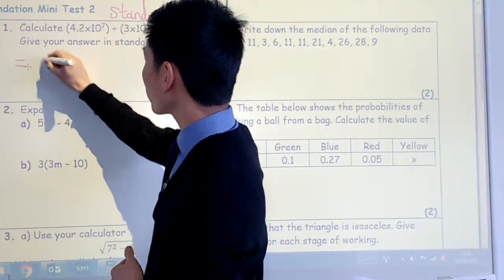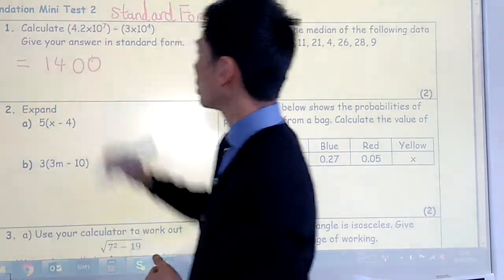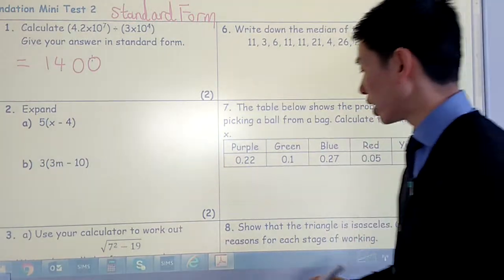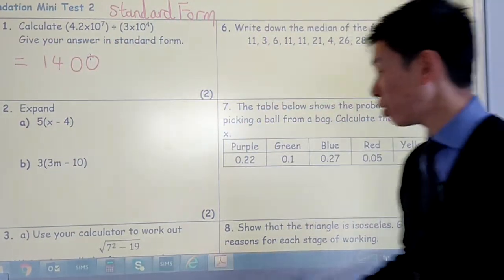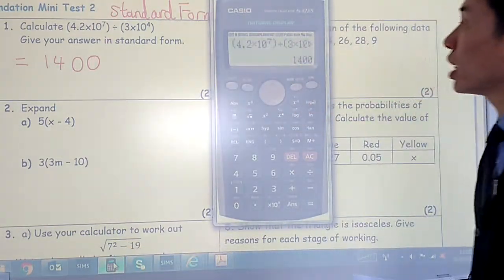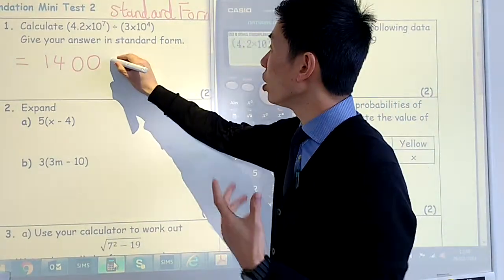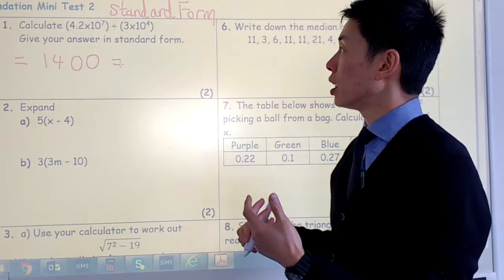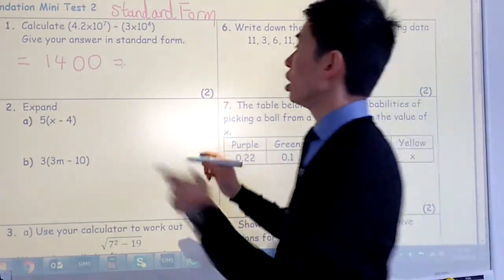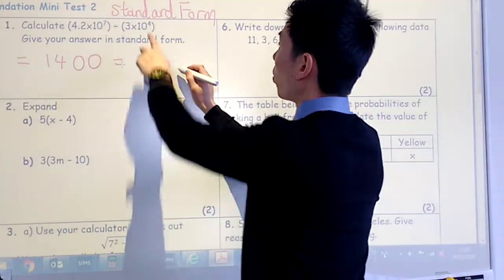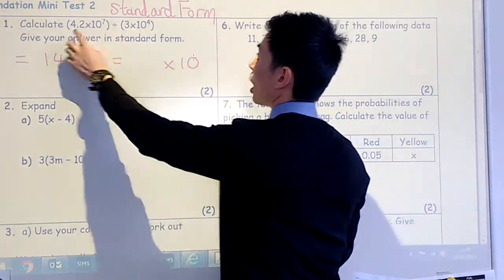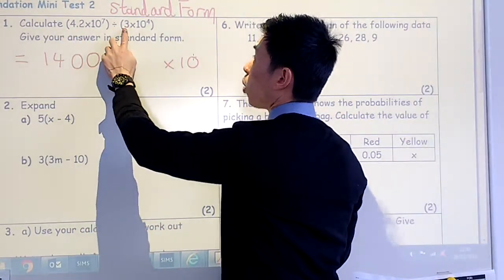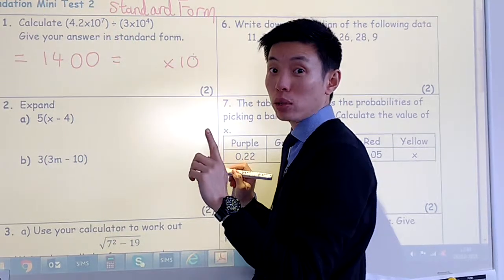So the answer is 1,400 on the calculator, but it wants you to write the answer in standard form. So how do we do it as standard form? Well, if you look at the notes, you will find standard form is always written as a number times 10 to the power of a number, and the number you times by must be between 1 and 10, but not including 10.